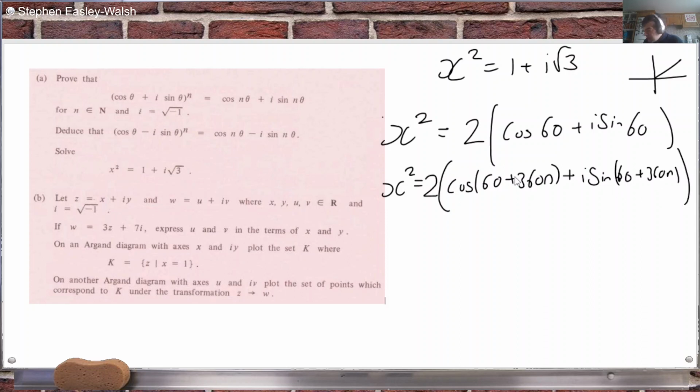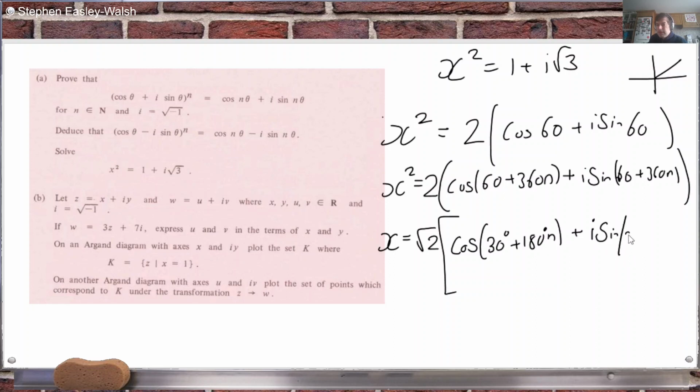There's a degree symbol in there that I didn't write. So that means x would equal the square root of 2, and then that gets power a half, and so these get multiplied by a half by De Moivre's theorem. So that's cos (30 degrees plus 180 degrees n) plus i sine (30 plus 180 degrees n). So we just need to put in 0 and 1 to get the two roots here.